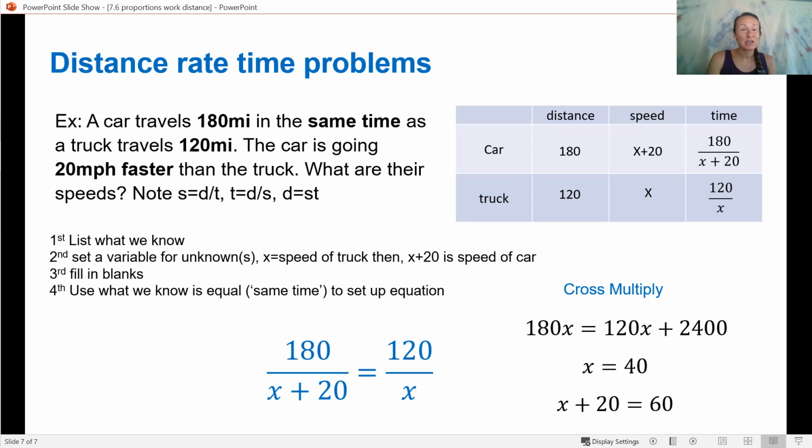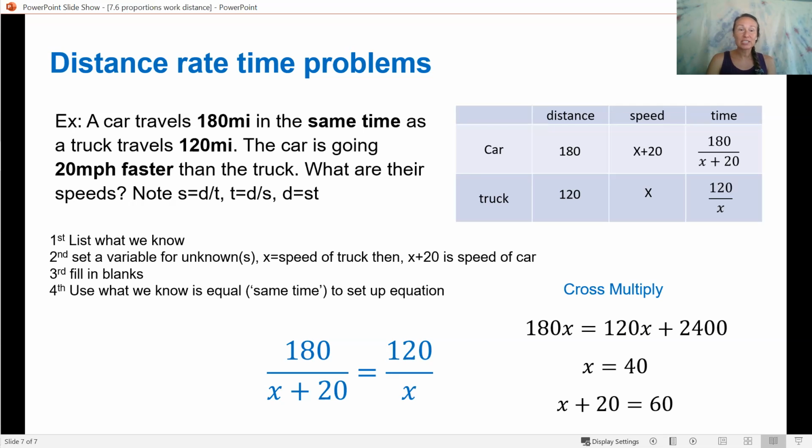Now you can always go back and check. If I travel 40 miles an hour and I cover 120 miles, how long is that going to take me? It's going to take me 3 hours, right? If I travel 60 miles an hour and I cover 180 miles, it's going to take me also 3 hours. So yeah, all this stuff checks out.